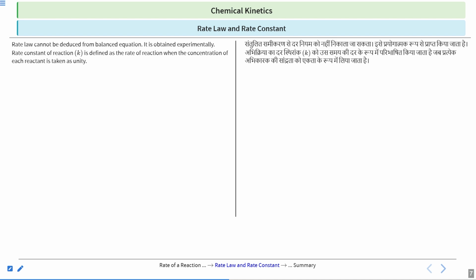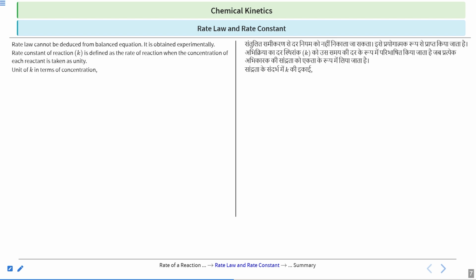As mentioned earlier, we have seen this definition also. So why do we call the rate constant the specific reaction rate? Because the rate constant is defined as the rate of reaction when the concentration of each reactant is taken as unity. When we take the concentration of each reactant as unity, then the rate of reaction is equal to the rate constant.